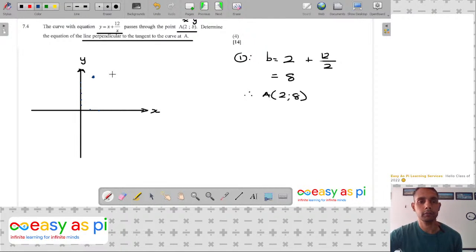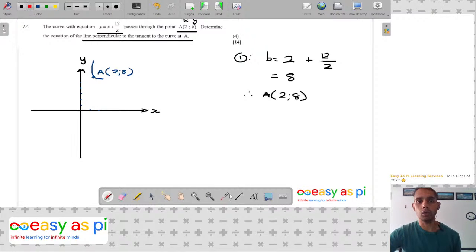And let's say this curve goes something like this, it doesn't really matter, okay? Something like that. Now remember, like I said, we don't need to know what the curve actually looks like, right? What we need is we now have this point A, right? And we know this is the point (2, 8), right? And then they want the equation of the line perpendicular to the tangent to the curve at A, okay?